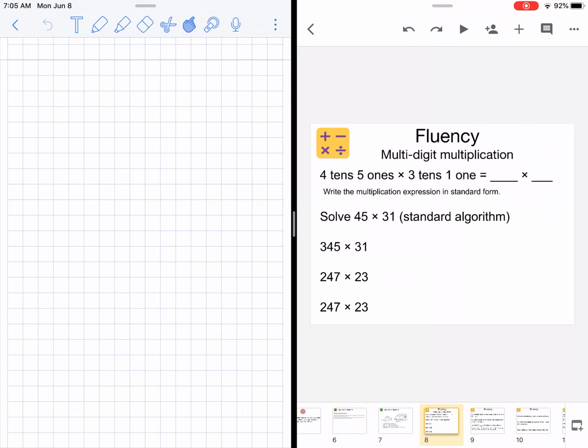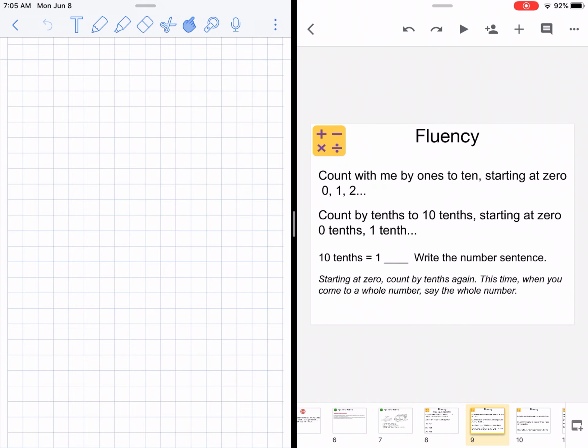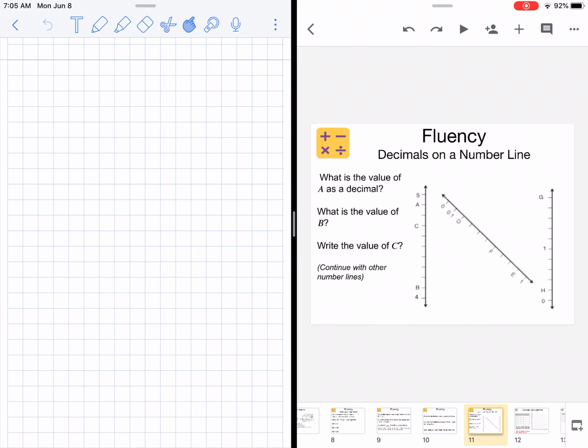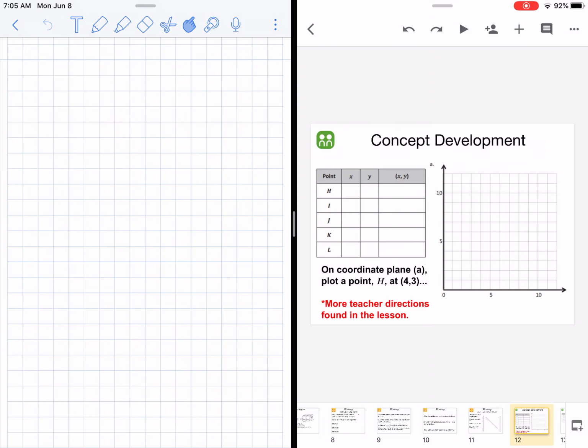If you want to do some fluency practice this morning, you can. Just pause these videos. Multi-digit multiplication, standard algorithm. We all can use some practice. Counting by tenths, and writing fractions. Decimals on the number line. And now here's your concept development for today.